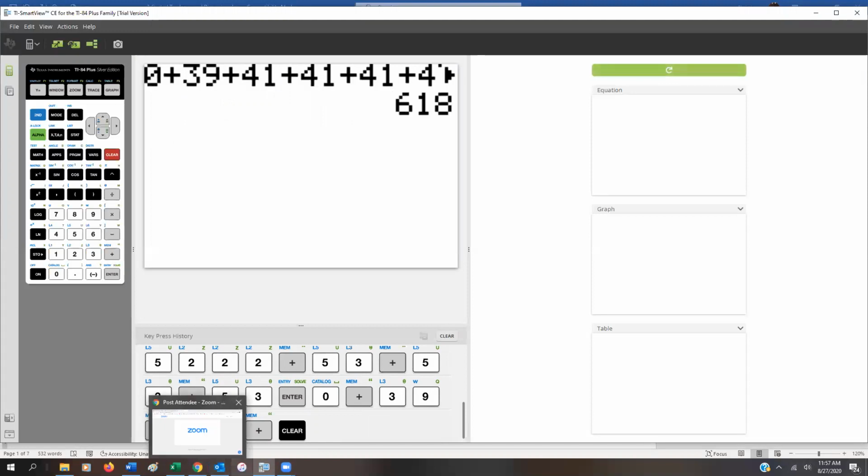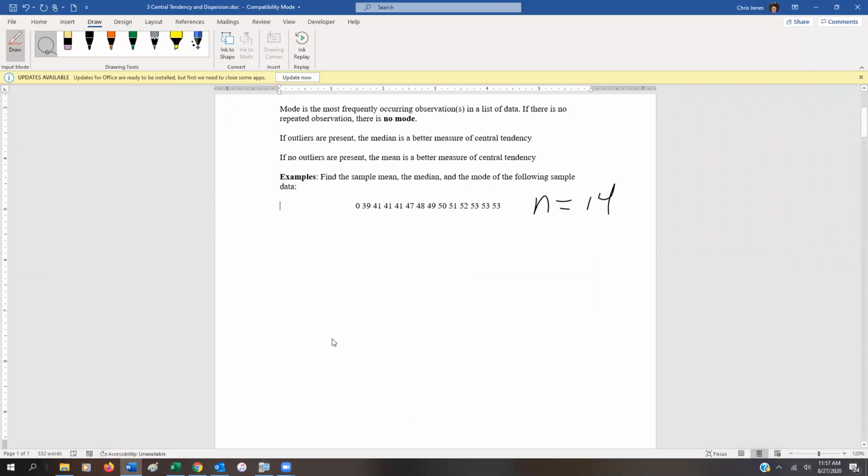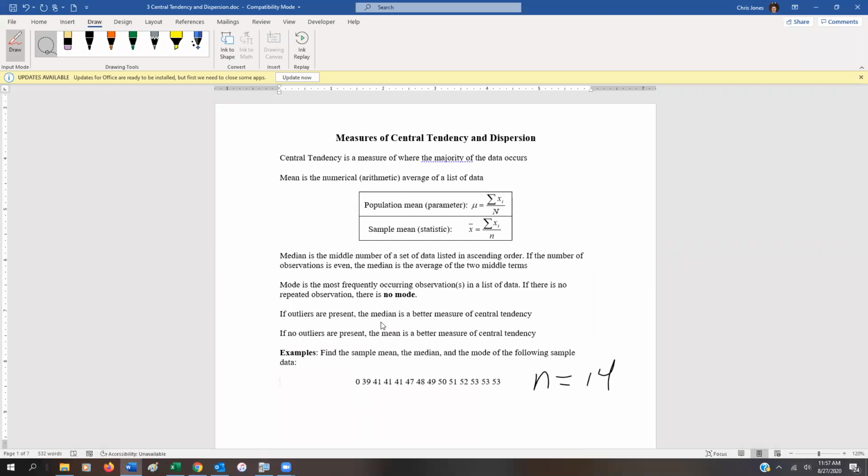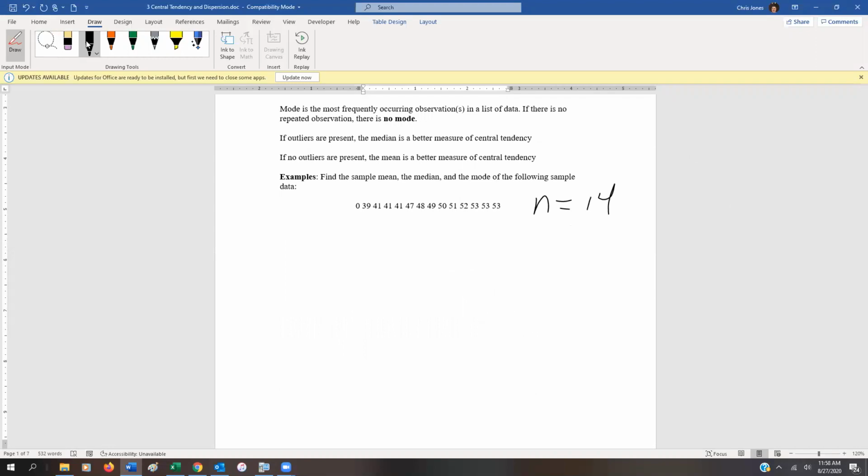So going back to our screen and our formula, whenever we see this symbol, that just means the sum of. And the x sub i represents observations. So whenever you see the sum of x sub i, that just means the sum of the observations. It's just a fancy way of saying that. So essentially, to find x bar, that's going to be equal to 618 divided by 14.